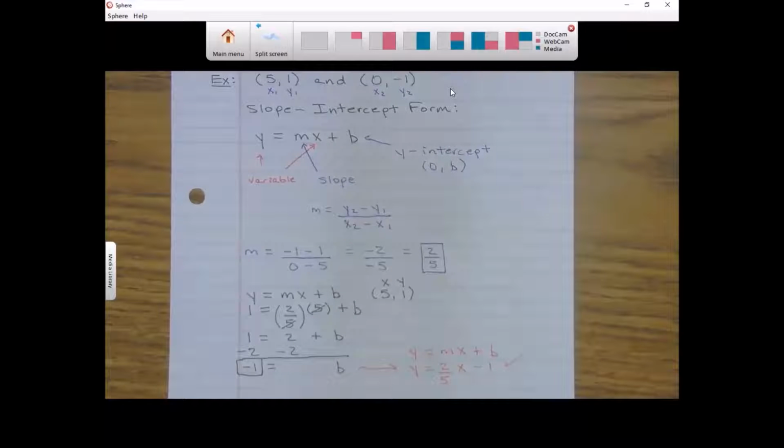Okay, so that's how you find the slope-intercept form if they give you 2 ordered pairs. And now what I want to do is another example, and we'll repeat the same exact steps that I did in this one. So let me grab another sheet of paper and we'll try another.